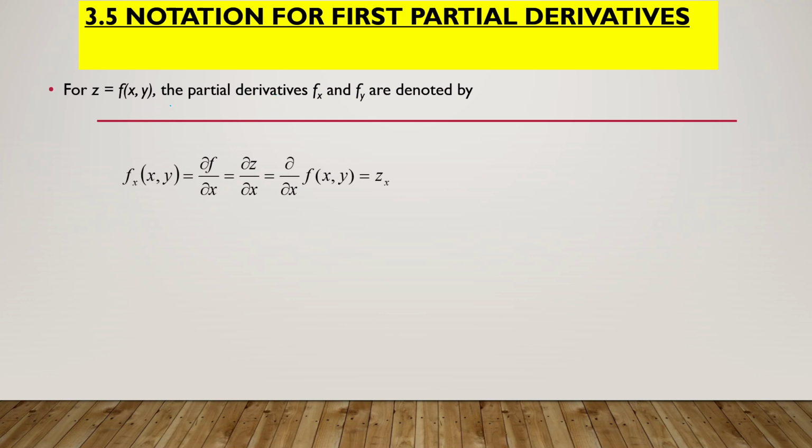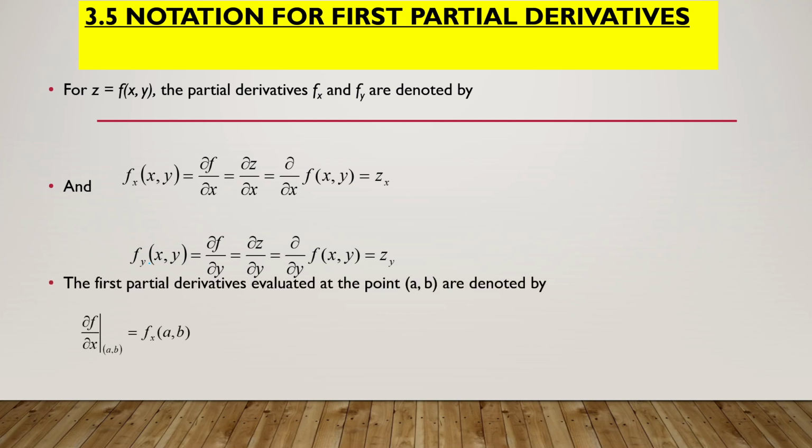Okay, for z equal to f(x,y), the partial derivatives fx and fy are denoted by either fx, or del f del x, because f is also equal to z, so also del z del x, or zx. So, a lot of notation there. For fy, it is del f del y, also del z del y, or zy.